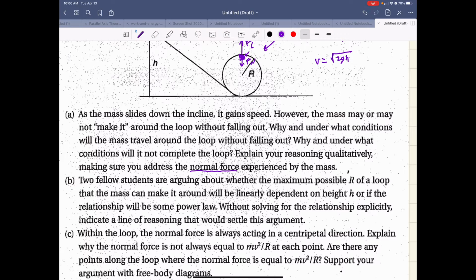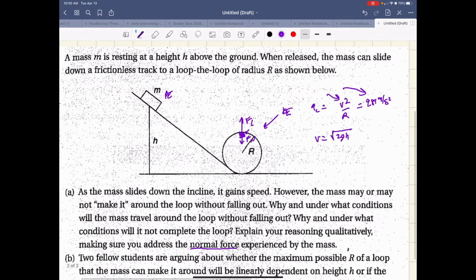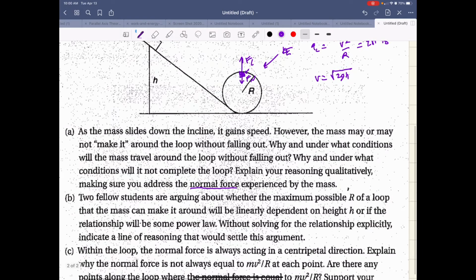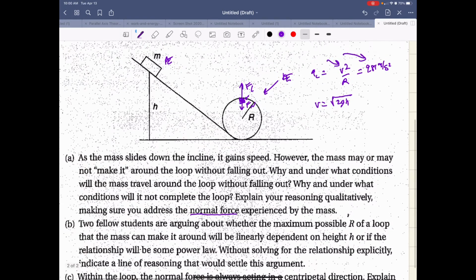Part B: two fellow students are arguing about the maximum possible R of a loop so the mass can make it around. Will it be linearly dependent on H, or will the relationship have some type of power law? Without solving for the relationship explicitly, indicate a line of reasoning that would settle this argument. Okay, so all we're trying to figure out right here is the relationship between R and H.